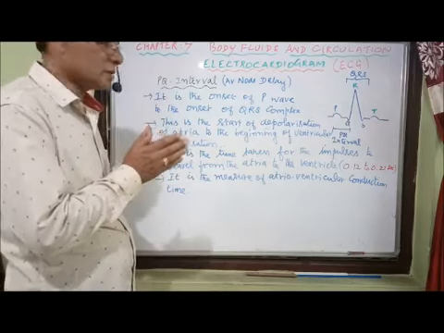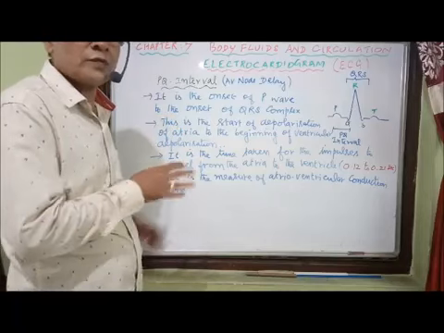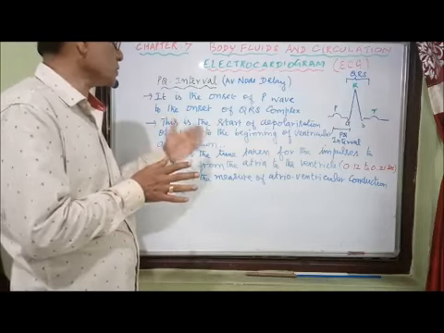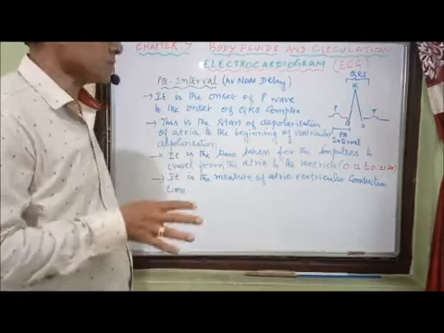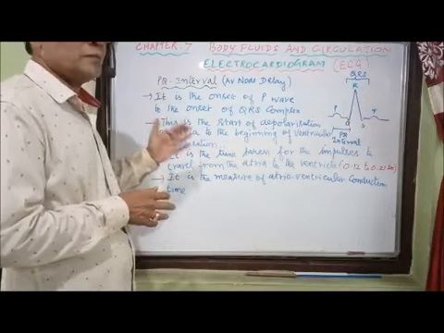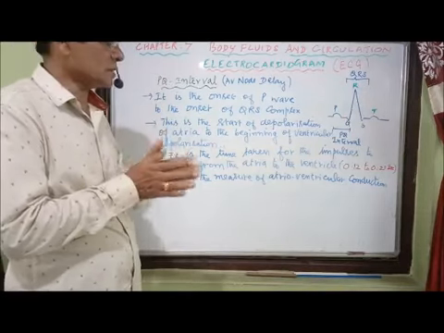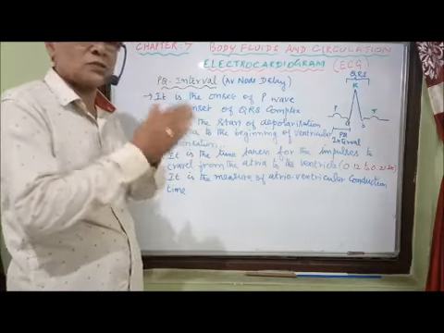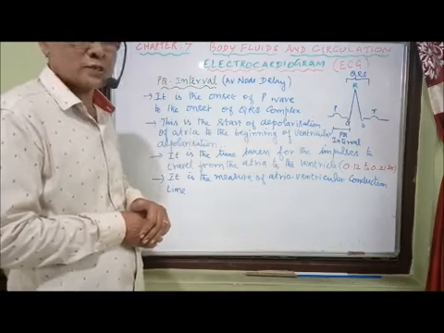So what is happening? It is the time between the start of depolarization of the atria and the beginning of ventricular depolarization. So it is the time taken for the impulses to be conducted from the atria to the ventricles. It's about 0.12 to 0.21 seconds.